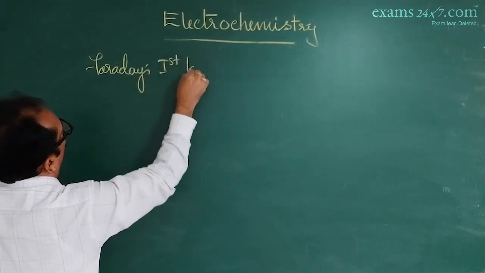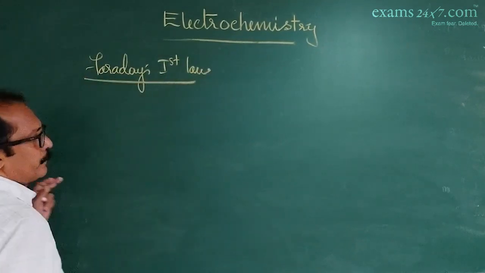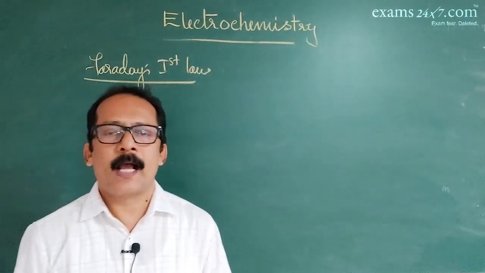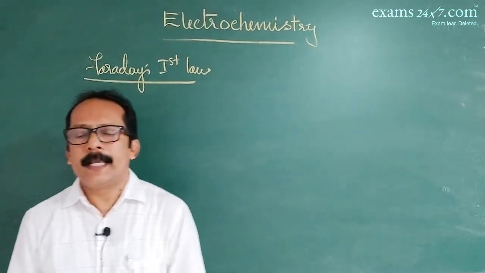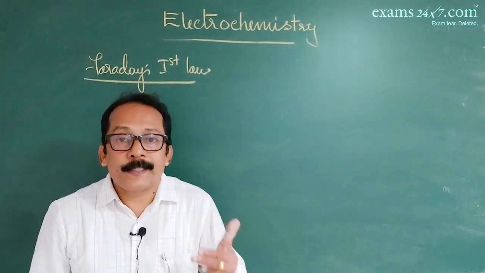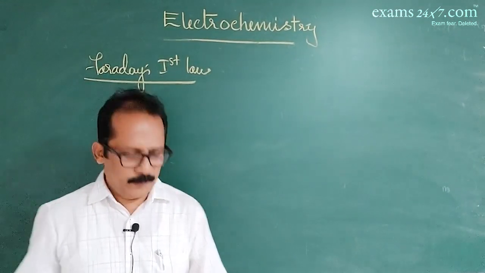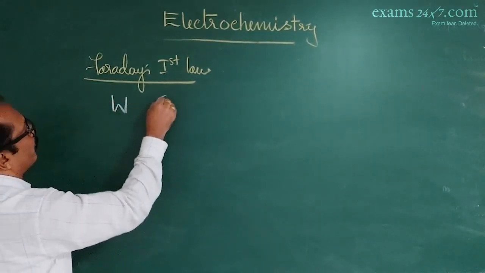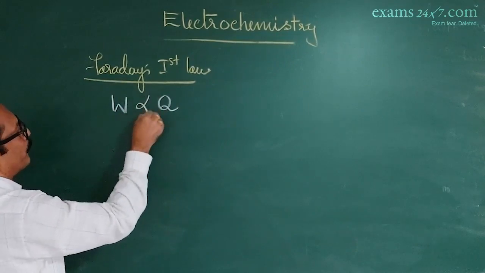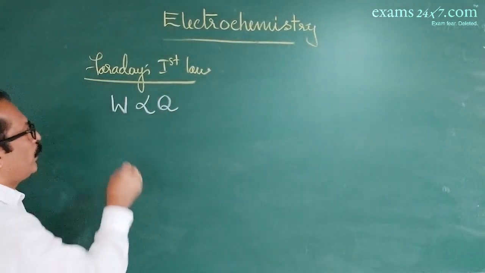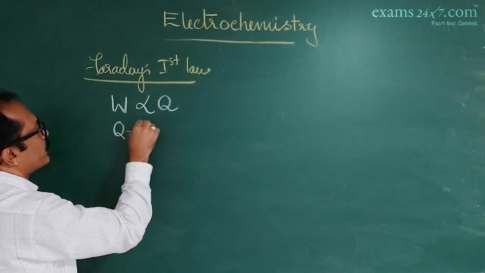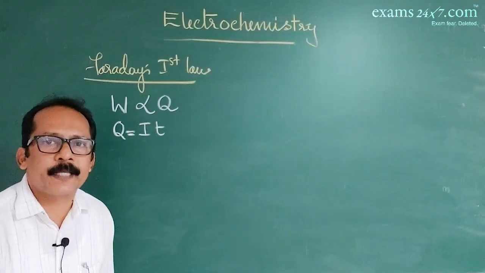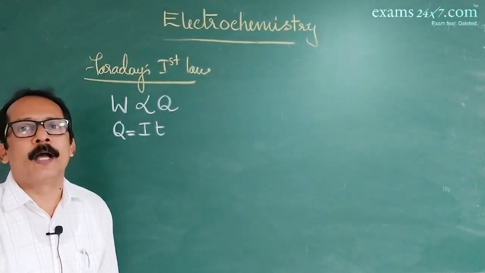Faraday's first law of electrolysis. During electrolysis, the mass of the compound deposited at any electrode is directly proportional to the quantity of current passing through it. Let the mass of the compound deposited be W, and the quantity of current passing through it be Q. So W is proportional to Q, where Q is the product of the strength of current in amperes and time in seconds. So Q equals IT.